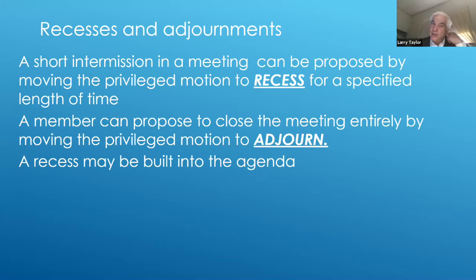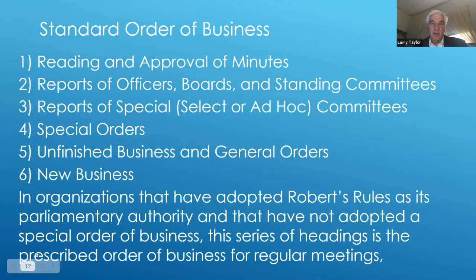And you can also build the recess into the agenda. So if you've got a 2-hour meeting that starts at 6 o'clock, at 7 o'clock you can have a 10-minute recess. And so what happens is that the meeting goes along and you get to 7 o'clock, and then the chair announces that you'll go into a 10-minute recess, and then the chair reconvenes when the 10 minutes are over. And you resume the meeting at the point where you left off.